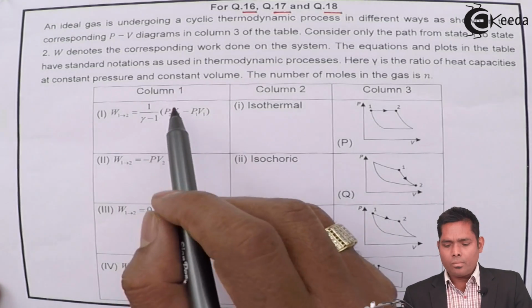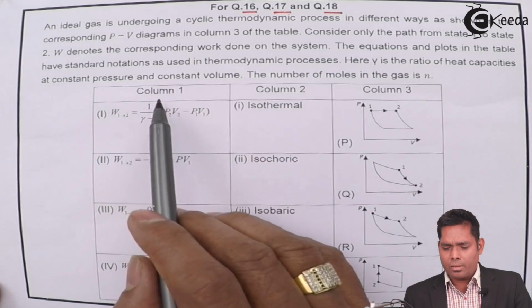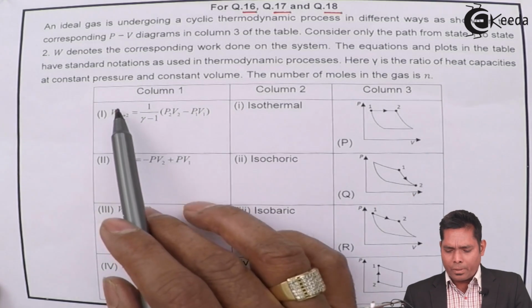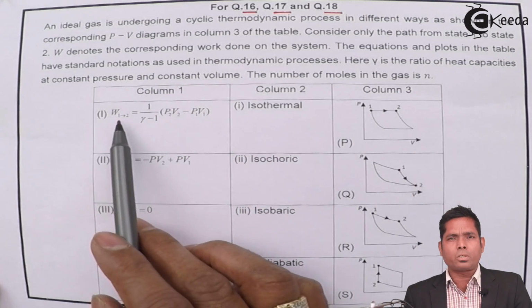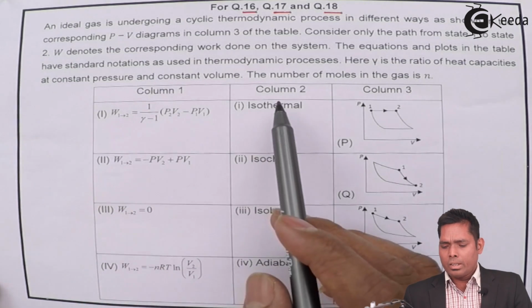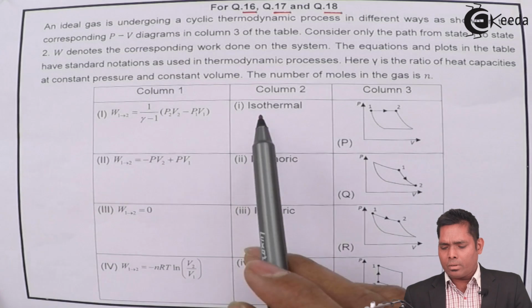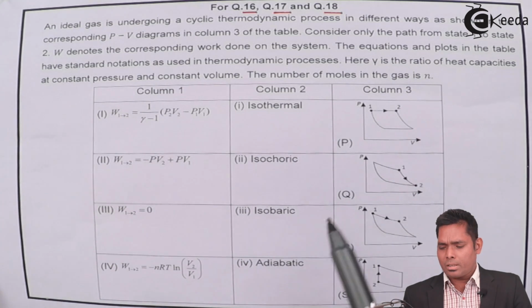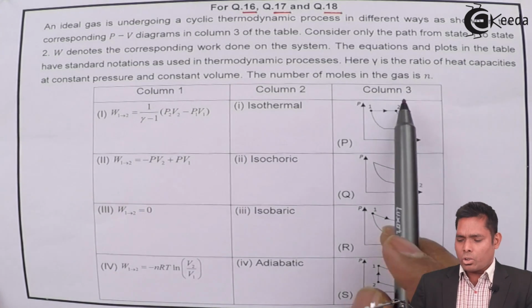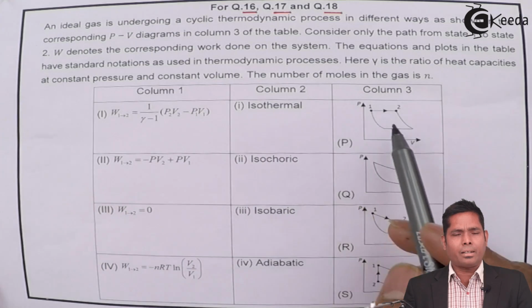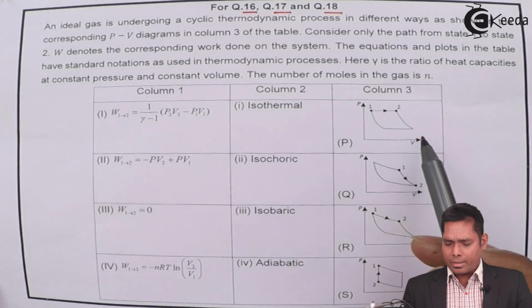So we have three columns given, column 1, 2 and 3. Column 1 represents the work done during the process 1 to 2. You can see here 1 to 2, 1 to 2. In column number 2 we have isothermal, isochoric, isobaric and adiabatic process, and in column number 3 we have the PV diagram. P is on the y-axis and V is on the x-axis.